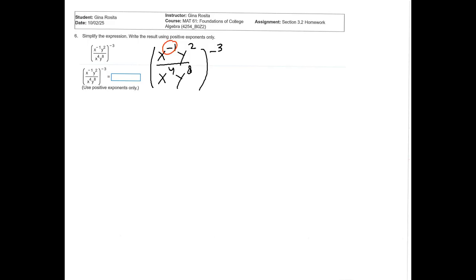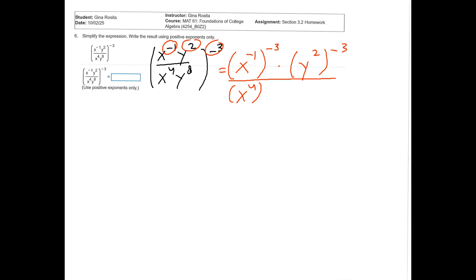Okay? So the answer becomes x to the negative 1 times negative 3, like this. So negative 1 times negative 3, and another one, y squared times negative 3 for the power. Then negative 3 over x to the 4, the power is negative 3, times y to the 8, the power is negative 3. Now we're going to solve. Just type the exponent.